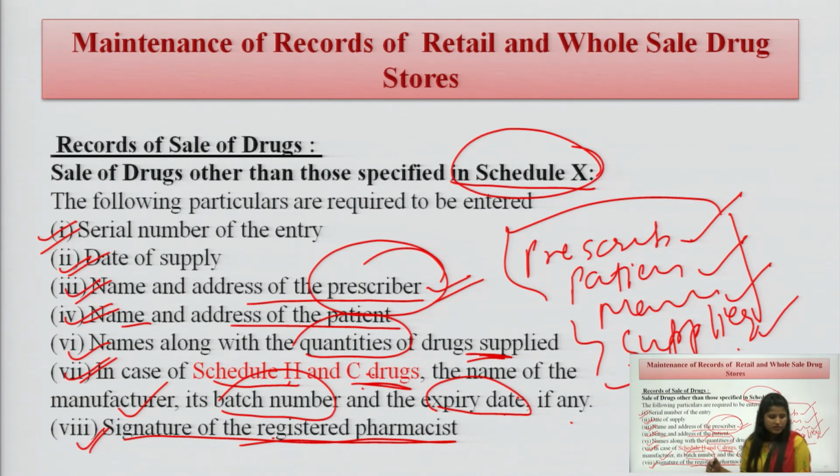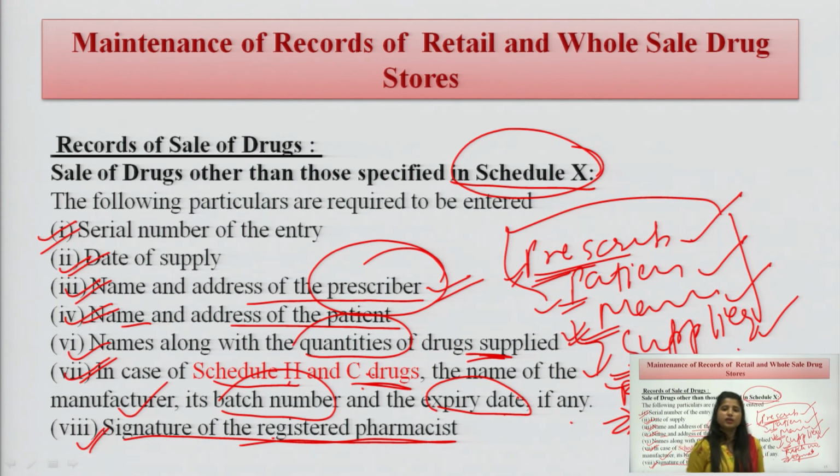Similarly, I have also discussed the drugs other than schedule X. The recording of the sale of drugs other than schedule X is quite similar to the previous one. There is one point which we take care of: information about the prescriber, information about the patient, information about the manufacturer or supplier, the batch number, and the sign of the person who is giving the medication.